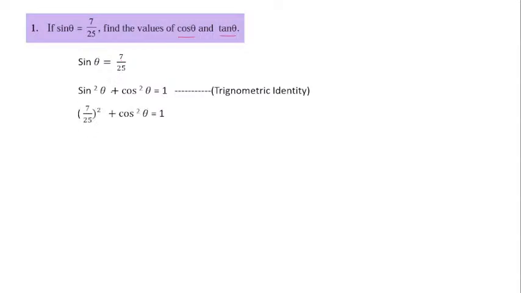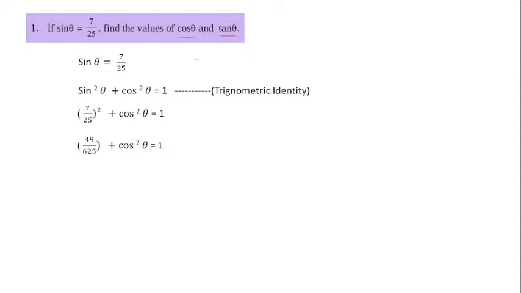In this trigonometric identity, sin theta is replaced by 7 by 25, and as sin square is there, we have to make a square of 7 by 25. So 7 by 25 bracket square, plus cos square theta as it is, is equal to 1. Now if we make a square of both of these two terms, 7 and 25, we get 7 square is 49 and 25 square is 625, plus cos square theta is equal to 1 as it is.